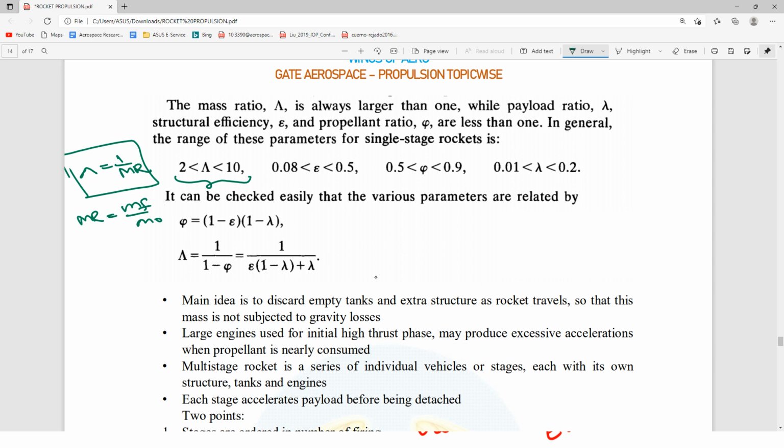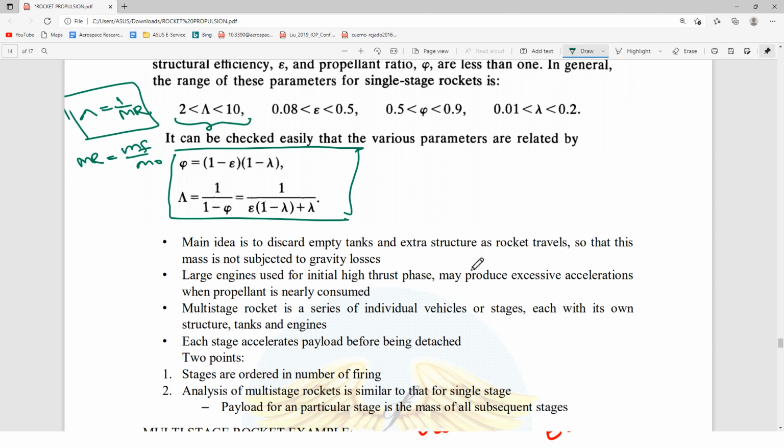Then comes structural efficiency, ranging from 0.08 to 0.5. Then we have the propellant ratio, 0.5 to 0.9, and lambda is the payload ratio, 0.01 to 0.2. Now you can also remember these formulas, right? These formulas are going to be very useful. Maybe they can give you some numericals using them. So kindly note this down.